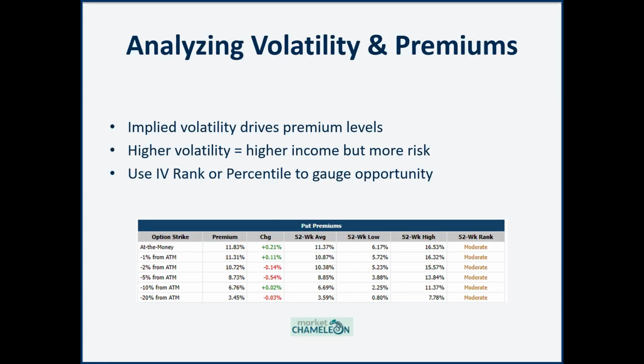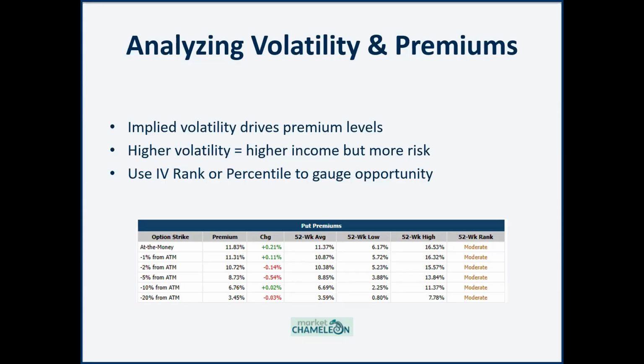Analyzing volatility and premiums. All right. So the price of an option can be explained in terms of its volatility, right? Its implied volatility. And that's really just how much the market expects it to move, right? It expects the stock to move, expects the option to move, but we'll just say the stock. Implied volatility is what the market suggests the stock is going to move over usually a 30-day period, right?